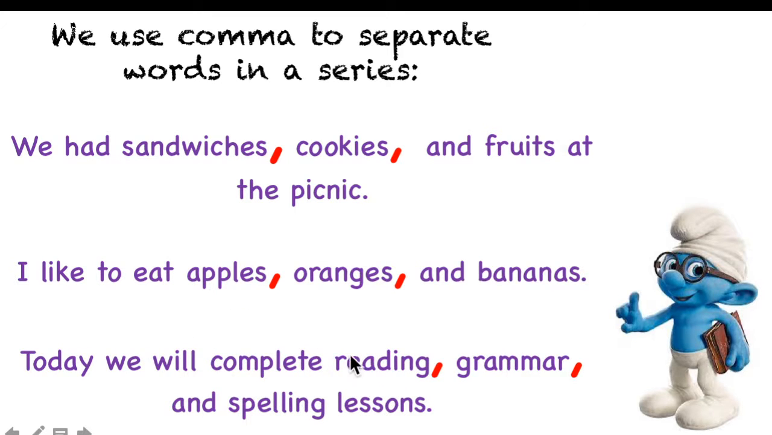Today we will complete reading, grammar, and spelling lessons. These are words in a series because they tell me which lessons I will complete. I will complete reading, grammar, spelling. So we will need to put a comma after reading, a comma after grammar, and no more commas after the word and.